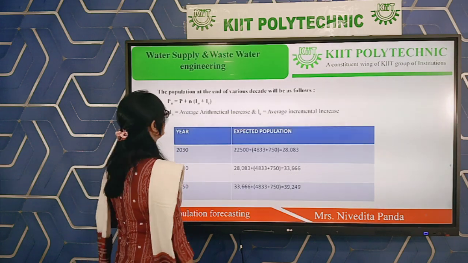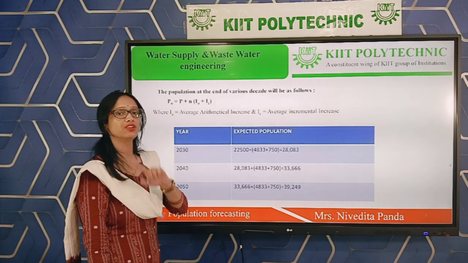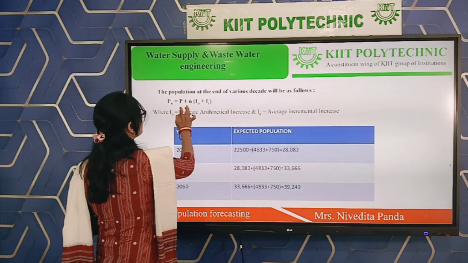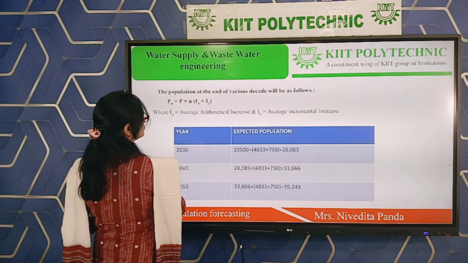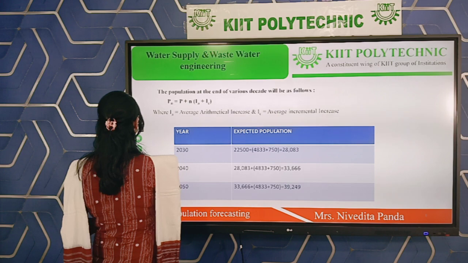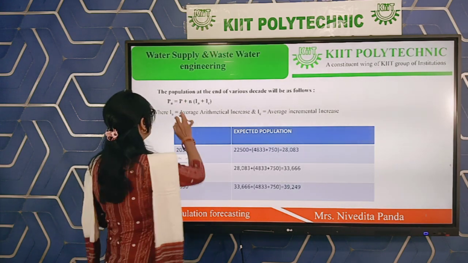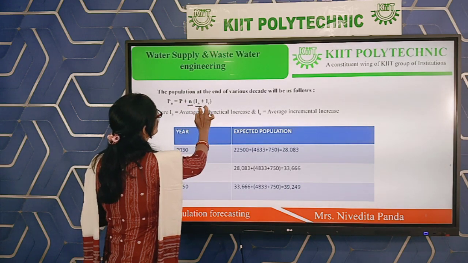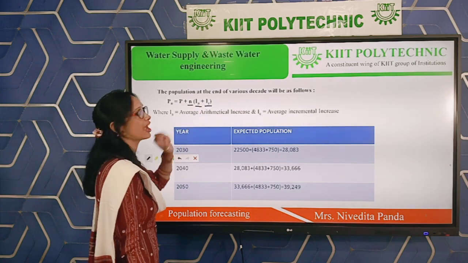So after calculating that, we will go for the expected population in 2030, 2040 and 2050. According to that, the formula is Pn equals P plus n, whole, into Ia plus Ic. So what is Ia and what is Ic? That too we have to add.